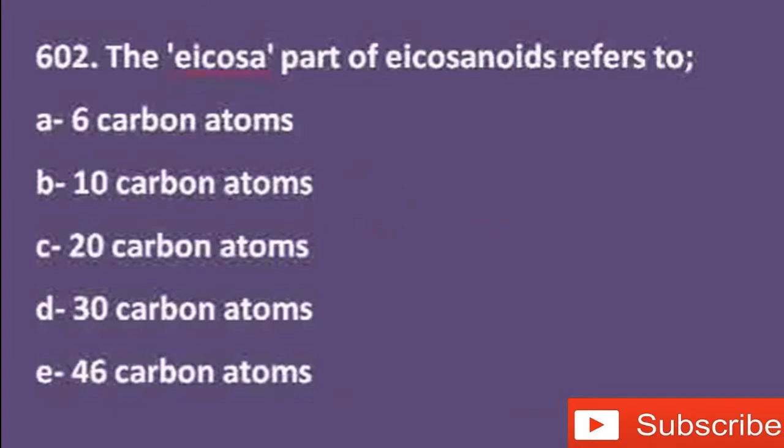Our first MCQ: the icosa part of eicosanoids refers to 6 carbon atoms, 10 carbon atoms, third option is 20 carbon atoms, 30 and 46. Actually, icosa in eicosanoid is an ancient Greek word and it refers to 20. So it is actually 20 carbon atoms.